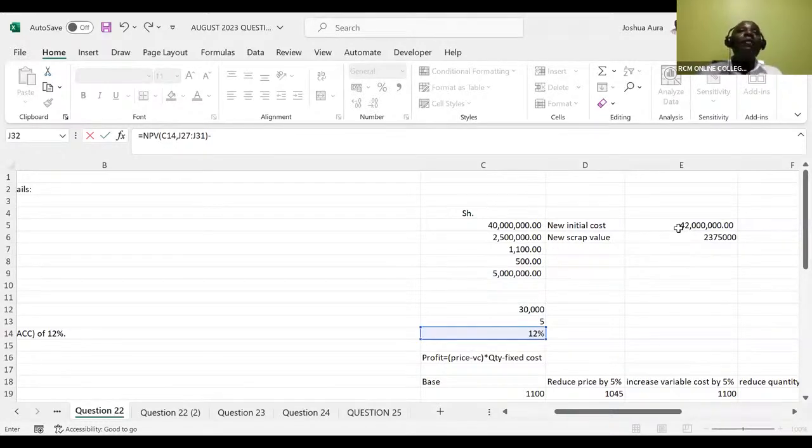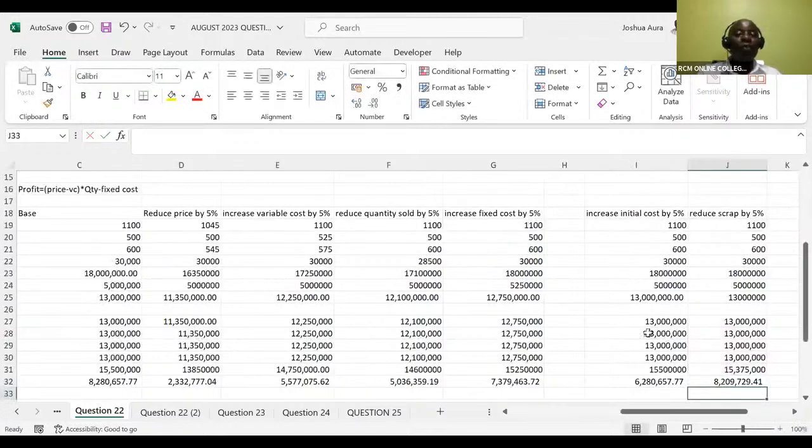You're right. If I'm doing scrap value sensitivity, it means that the initial cost will remain the 40. So here I have to go back to the base, 40 million, and then you say enter. So is there anybody who was able to get this 8209?